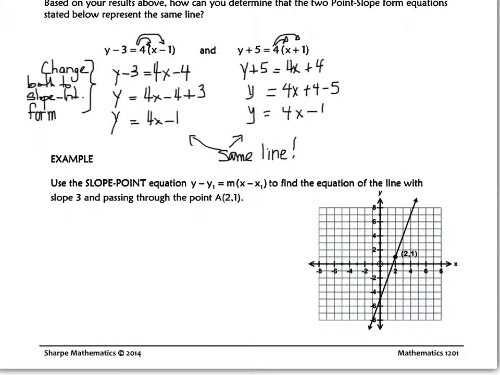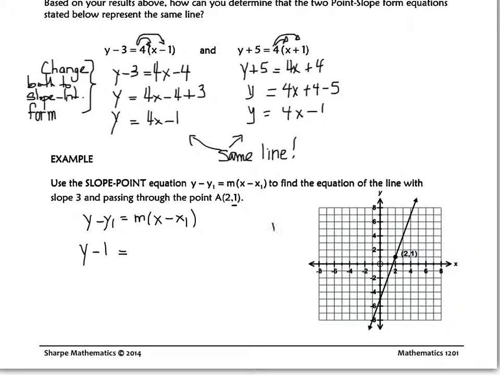Use the slope point equation, y minus y1 equals m outside of x minus x1, to find the equation of the line with a slope of 3 and passing through the point 2, 1. So that would just be basically, if we use our formula again, we're just going to fill in the y coordinate of the point for y1, and we're going to fill in the slope, which we have to find first.